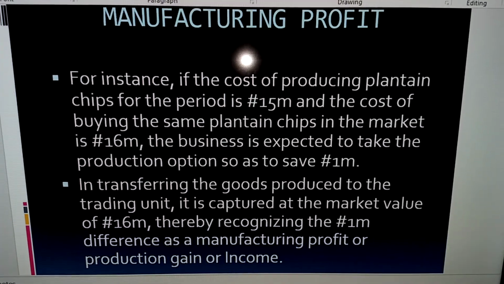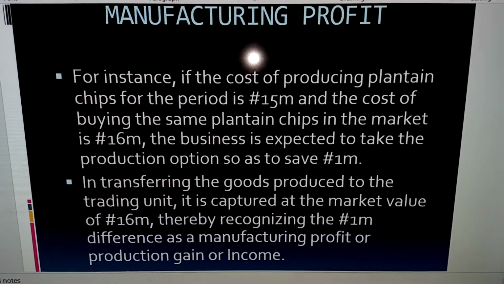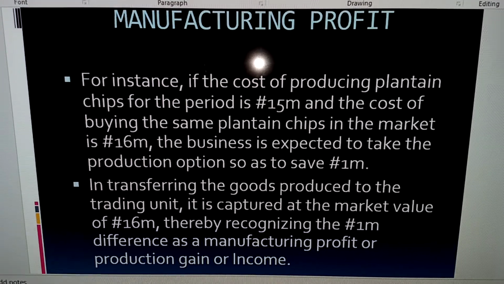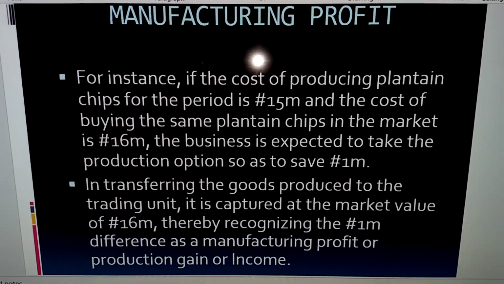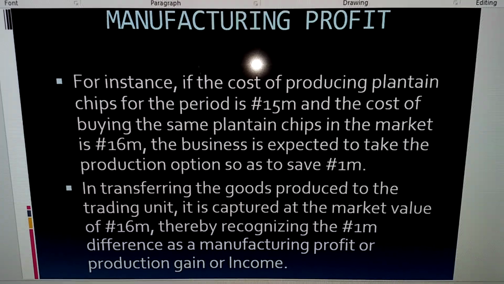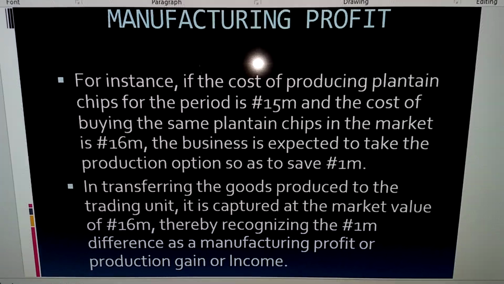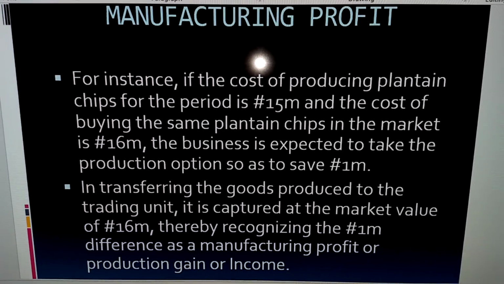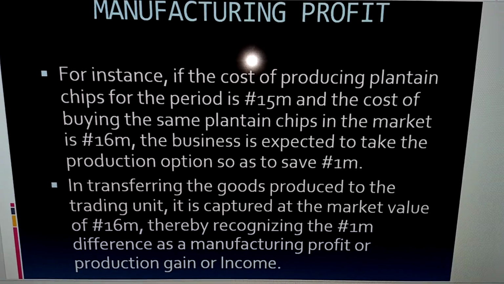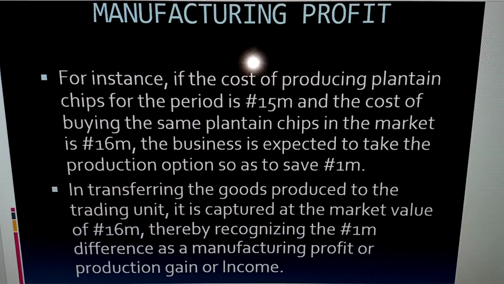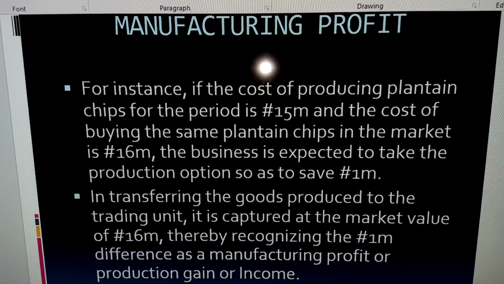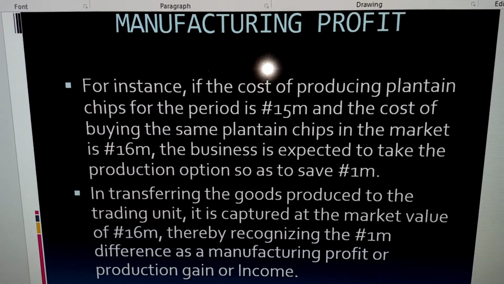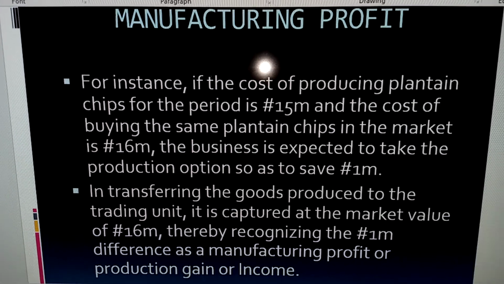Now, this is an instance. If the cost of producing plantain chips for the period is 15 million and the cost of buying the same plantain chips in the market is 16 million, the business is expected to take the option of production. So when you take the option of production, you will save how much? 1 million. So in transferring the product to the trading units, we capture it at the market value of 16, recognizing the 1 million difference as manufacturing profit or production gain. That's what I'm saying. Simple.